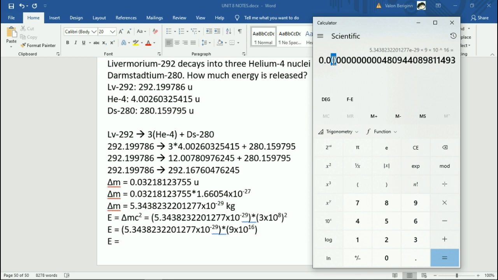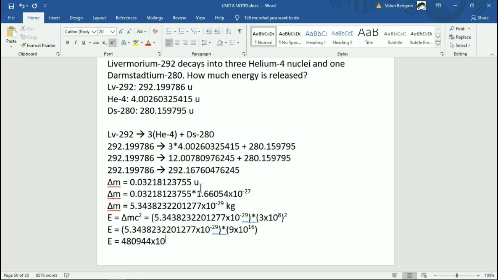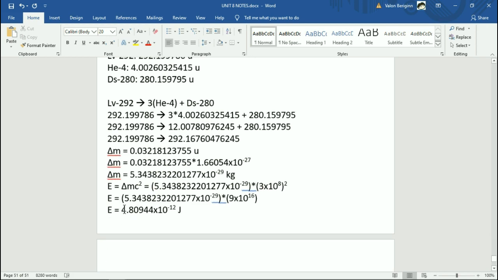Okay, so that's 3, 4, 5, 6, 8, 9, 10, 11. Okay, so that's 10 to the negative 12. I'll do this much. There. That's your answer. Nope, get the 4. That's how much energy would be released from one of these reactions.